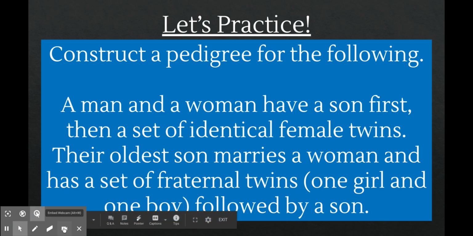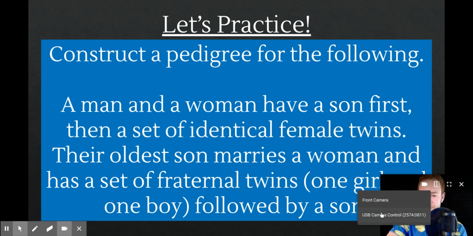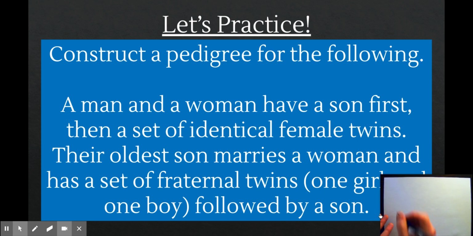Let me show you what this looks like. So I'll switch over to my document camera. Perfect. Now we have a man and a woman who are going to have a son first, then a set of identical twins. Let's start by drawing the man and the woman using a square and a circle. And I'm going to draw a horizontal line between them because they represent a mating pair that had offspring. So we'll draw a vertical line and then another horizontal line.